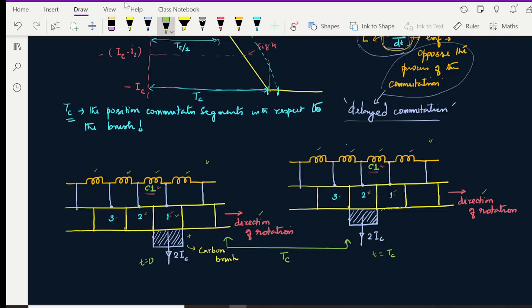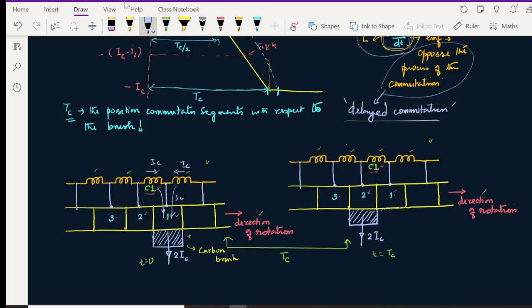Alright, and don't ever forget that in the entire process, the current coming from 2IC is coming from where? Coming from this coil as IC, this coil as IC. This is IC, this is IC, and this is also IC. That is what we looked at in time t equal to 0.